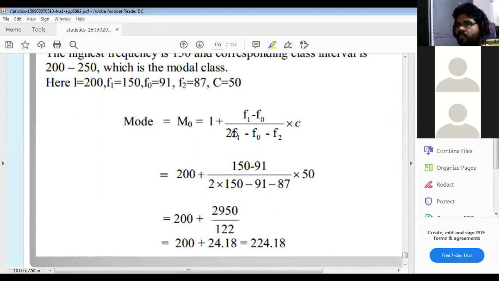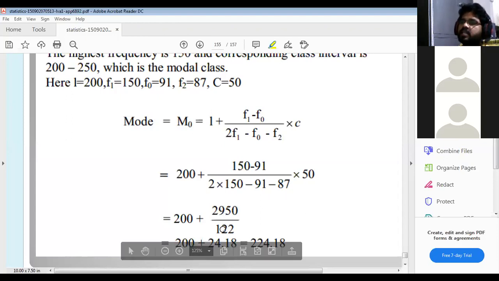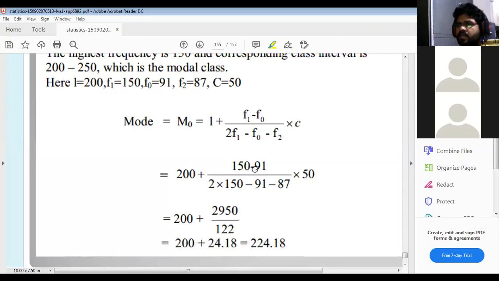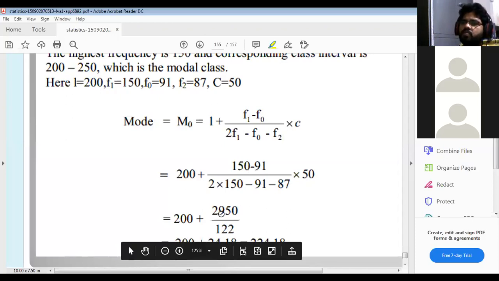Here somewhat the formula is different. See, 2f1 minus f0 and f2. 2 into f1, so 2 into 150 minus 91 minus 87. So 2 into 150 is 300, minus this we need to add it, 81 plus 91 plus 87. So here we can get around 178. So 178 minus 300 is 122. So whatever we get, 67 into 50, we will get 2950.